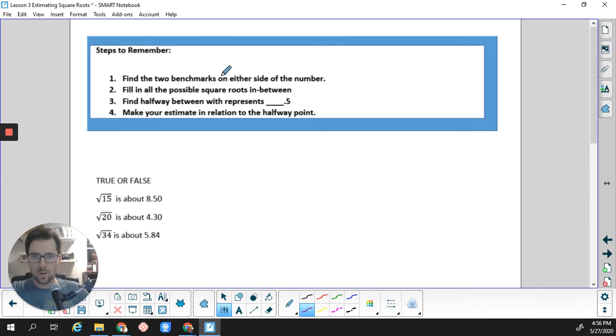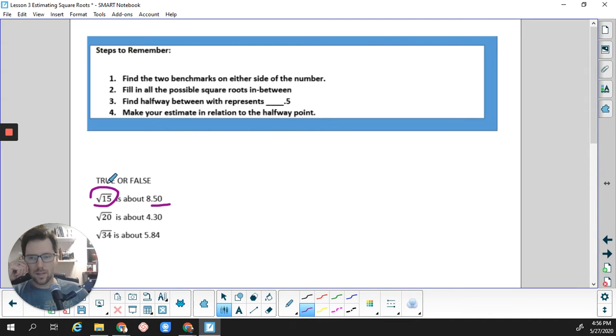So we found two benchmarks on either side. We found all the possible square roots in between. We found halfway, which represents 0.5, and we made our estimate in relation to the halfway point. So let's take a look at this. The square root of 15 is about 8.5.